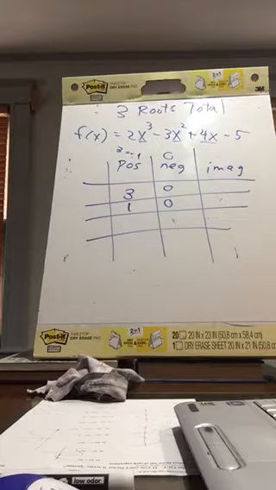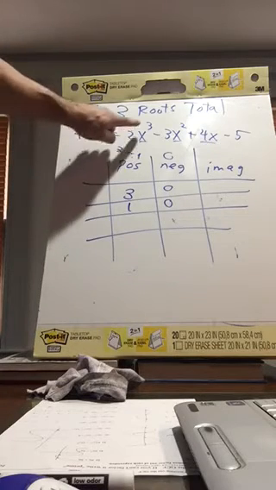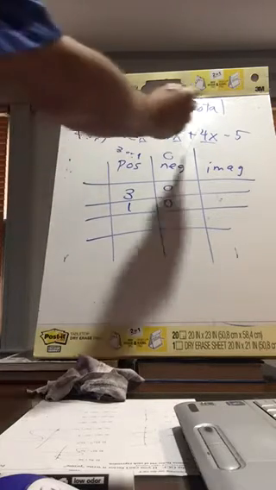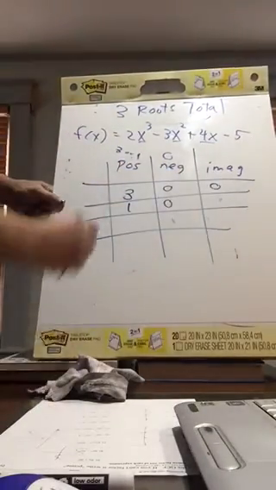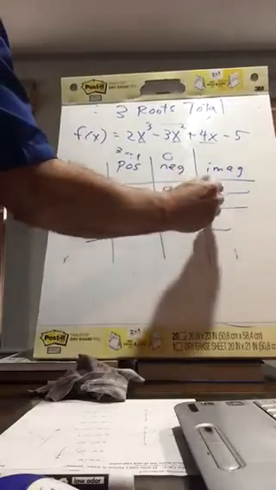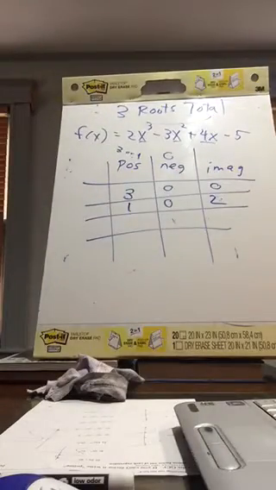But we have to have a total of 3 roots. It was a cubic, so we have to have a total of 3. So if that's the case, that means there's no imaginary there, because we already had 3. And in this case, we have 2 imaginary there.